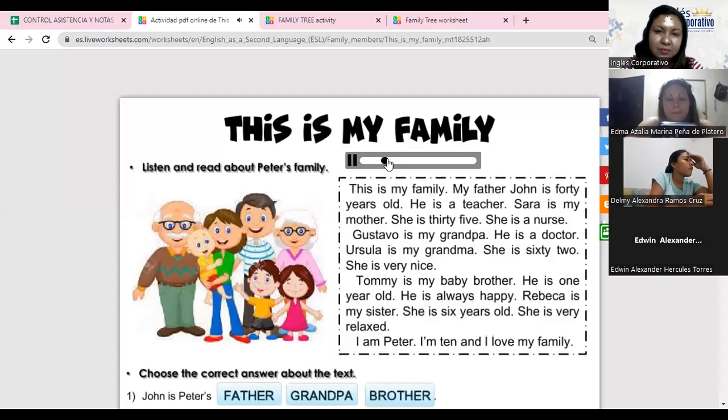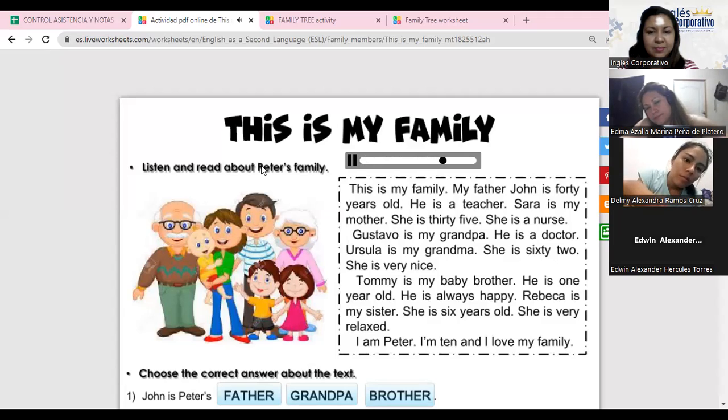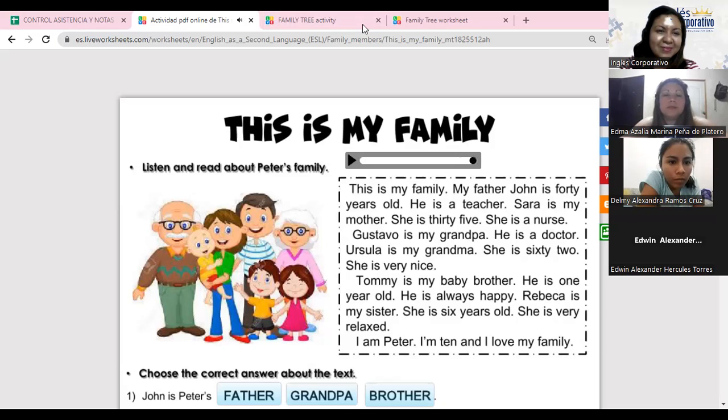This is my family. My father John is 40 years old. He is a teacher. Sarah is my mother. She is 35. She is a nurse. Gustavo is my grandpa. He is a doctor. Ursula is my grandma. She is 62. She is very nice. Tommy is my baby brother. He is 1 year old. He is always happy. Rebecca is my sister. She is 6 years old. She is very relaxed. I am Peter. I'm 10 and I love my family.